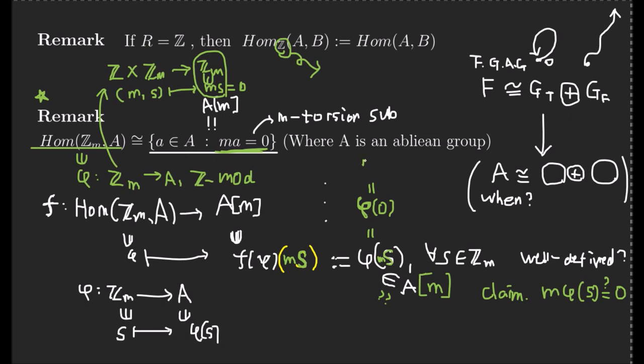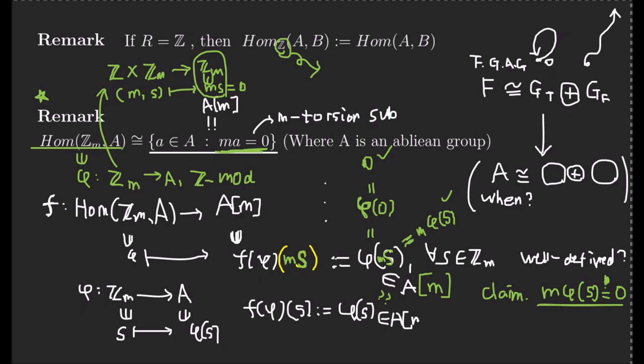G-module homomorphism. Homomorphism preserves the identity. This is clearly zero. However, because phi is also a homomorphism, we can write this as M phi S, and this is also zero. So this is clearly zero. So we can check this property holds. So if we define phi s as this, when we define this, this is clearly in AM.